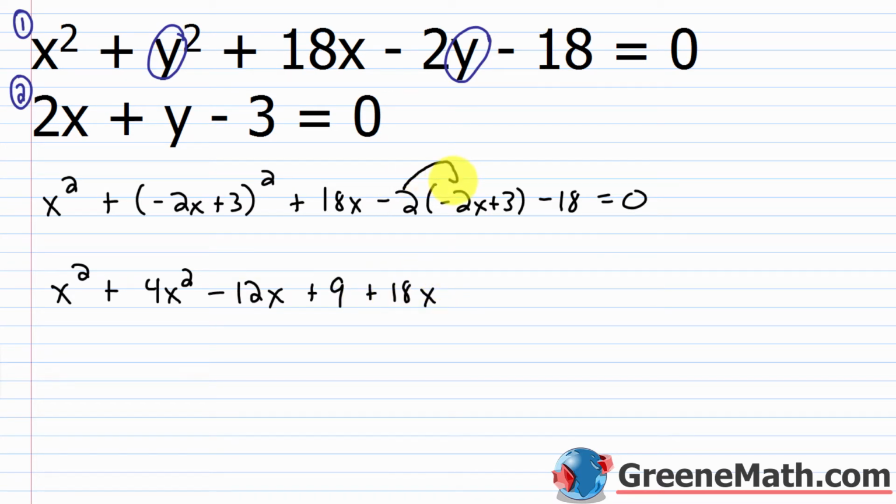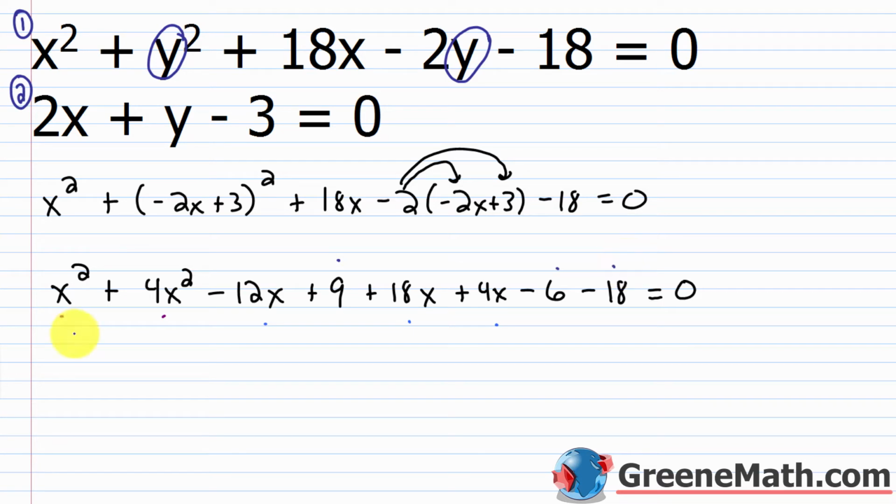Then I'm going to distribute this negative 2 to each term here. So negative 2 times negative 2x is plus 4x. And then negative 2 times 3 would be minus 6. And then we have minus 18, and then this equals 0. All right, so what can we combine here? Well, these are like terms, these are like terms, and then these are like terms there.